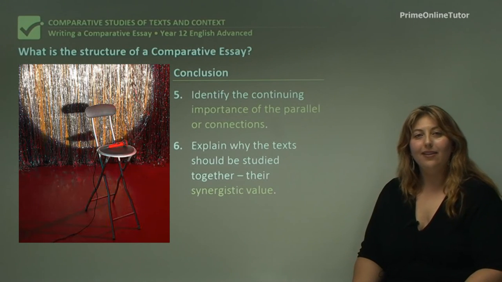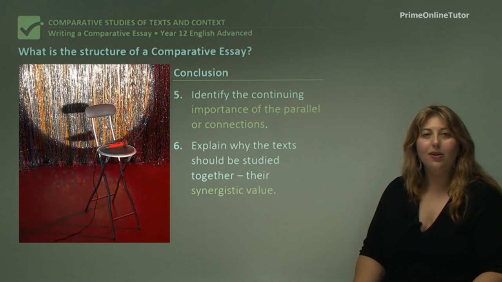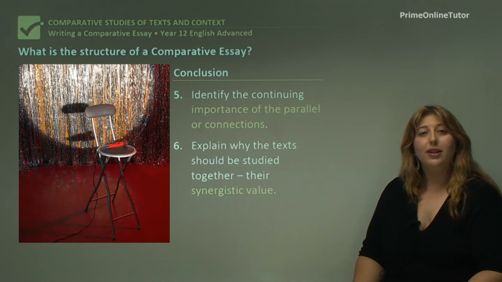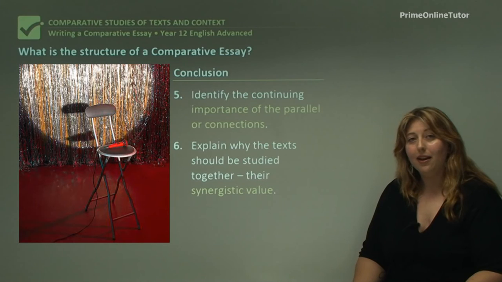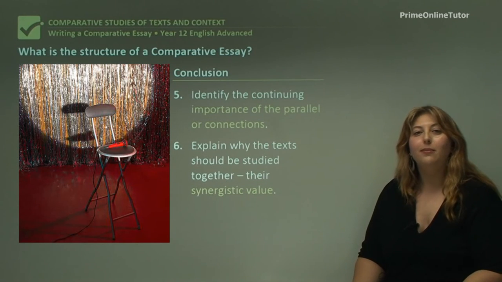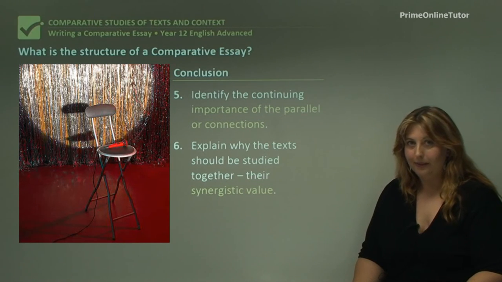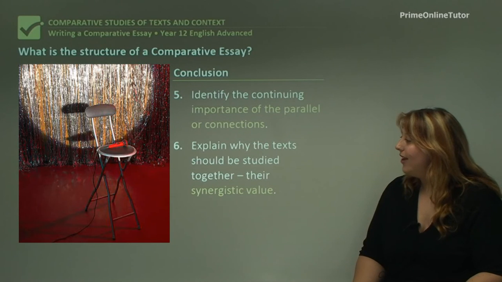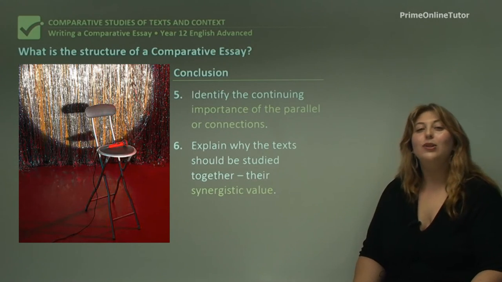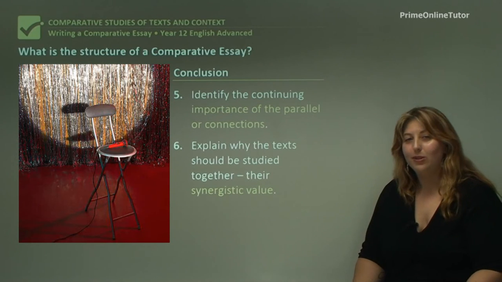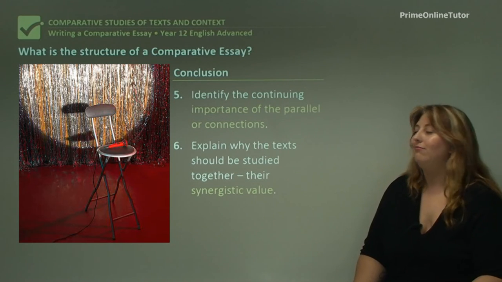So what you're saying here is that if you study text A, you're going to learn this amount. If you study text B, you'll learn that amount. But if you study text A and B together, you're going to learn much, much more than simply the product of studying them both independently. So synergistic value is the justification in a way for doing a comparative study. So it's a good idea to think about why you said the two texts were put together in the introduction.